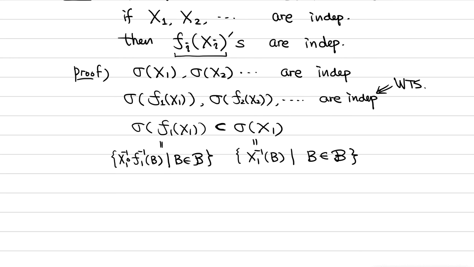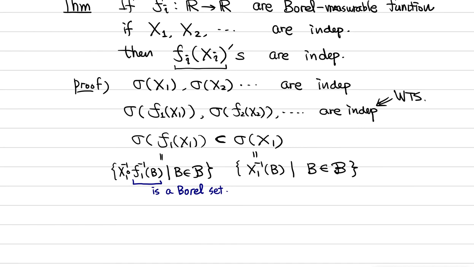How to show that the left one belongs to the right one? That's because this part, which is the pre-image of a Borel set under f1, is also a Borel set. It's a Borel set because f1 is Borel measurable. That's the definition. The pre-image of a Borel set is a Borel set, which is exactly what it means that f1 is Borel measurable, and therefore the left-hand side is also an element of the right-hand side.